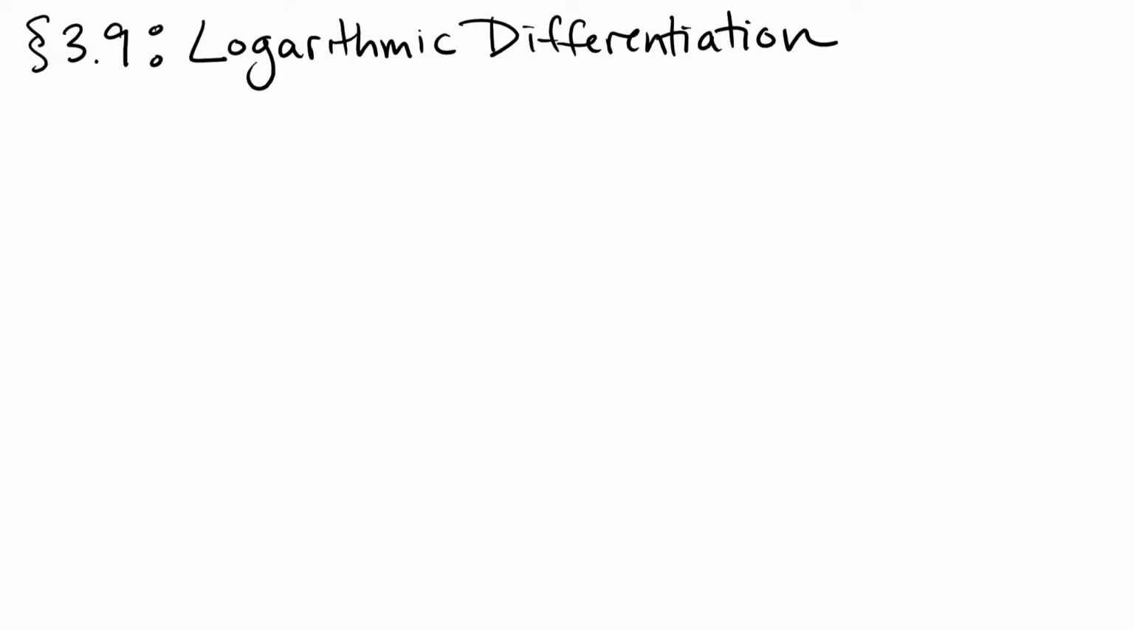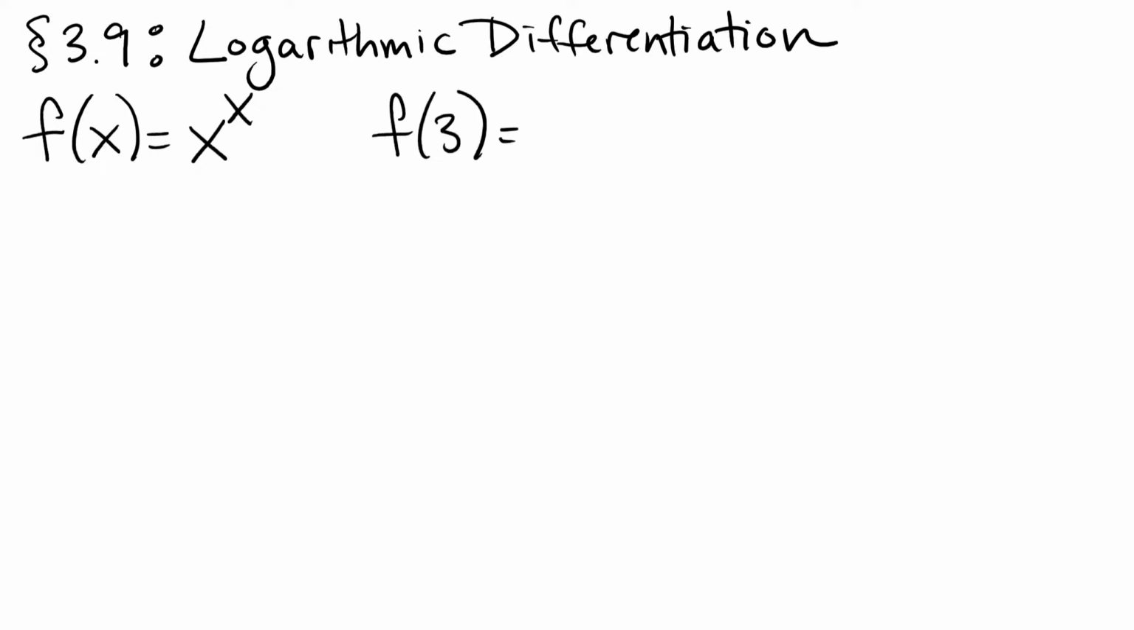So far in chapter 3, we've developed lots of rules for differentiation, but there are still some functions that we don't know how to differentiate. For instance, what about the function f of x equals x to the x? So if you were to plug in 3, you'd get f of 3, that's 3 cubed, which is 27. Both the base and the exponent are changing here.